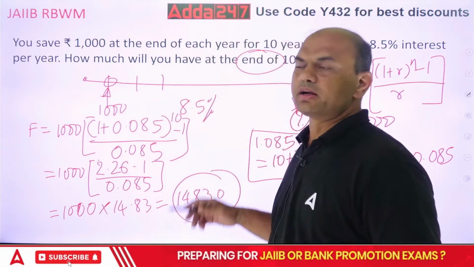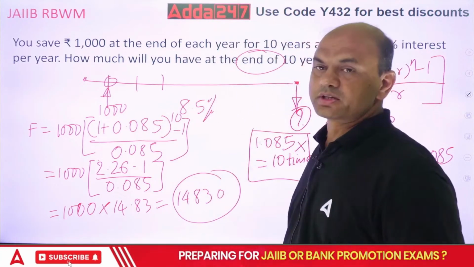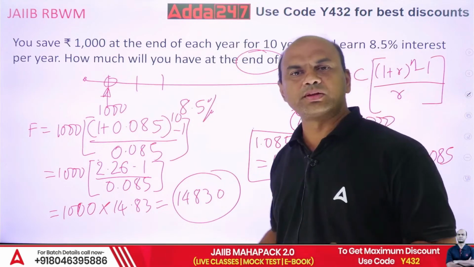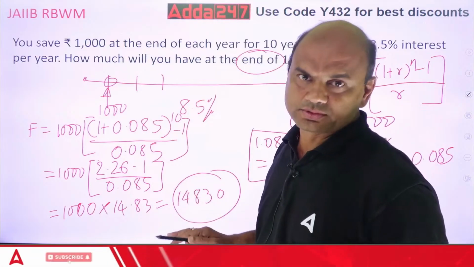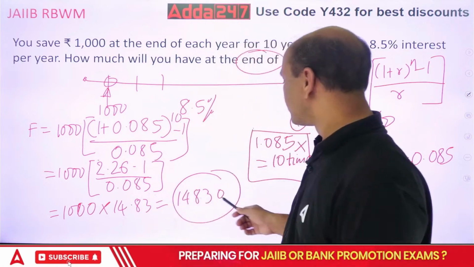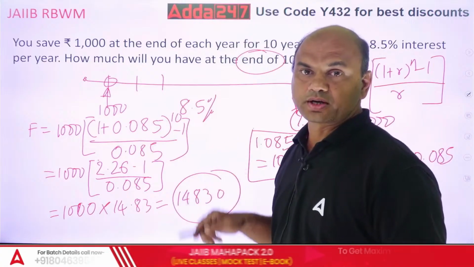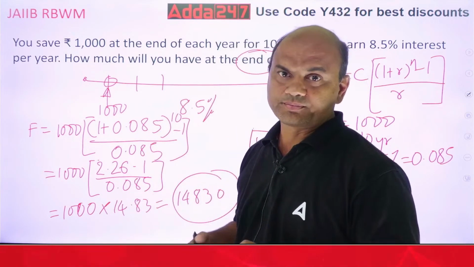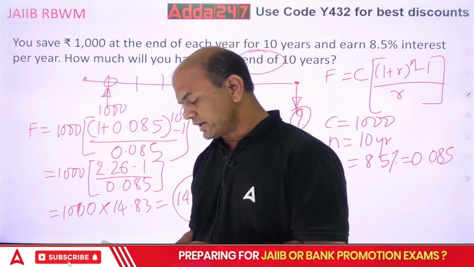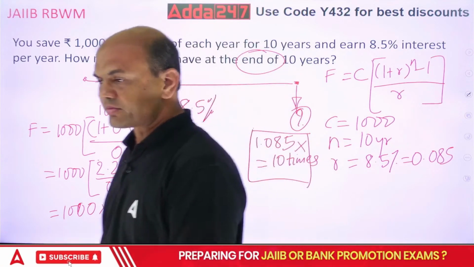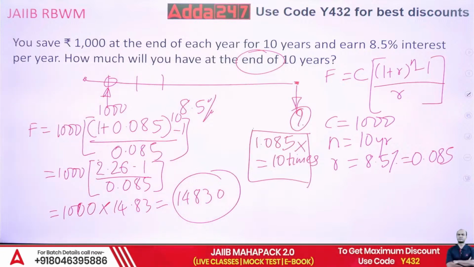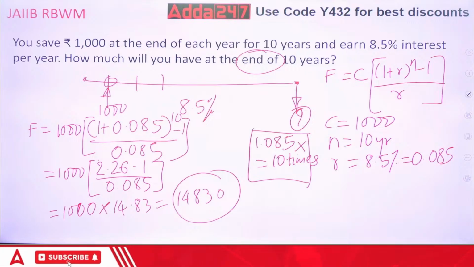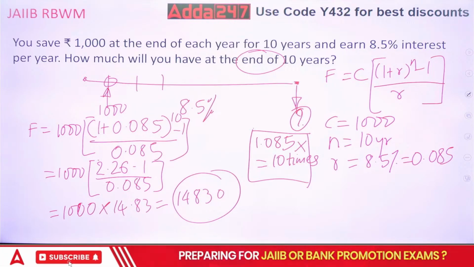If you are getting an interest of 8.5% for 10 years, investing 1000 each year, roughly you will be investing 12,000, right? And what are you getting? 14,830. So you are getting 2,830 extra. Got it, everyone? Is this concept clear? These two numericals are surely there in your RBWM paper also.